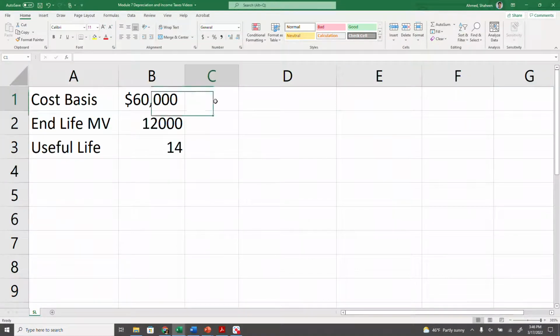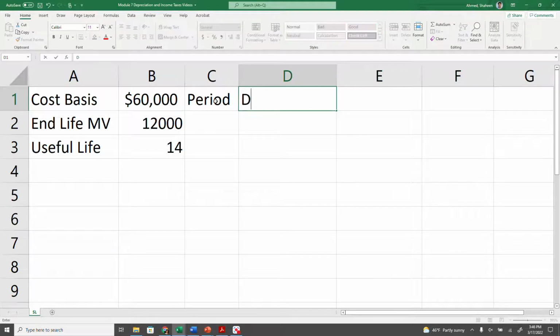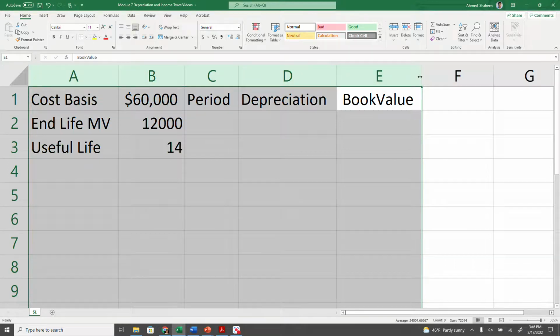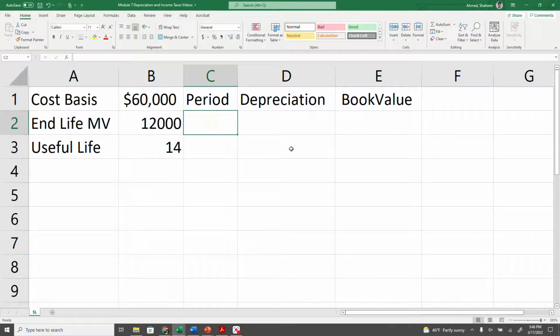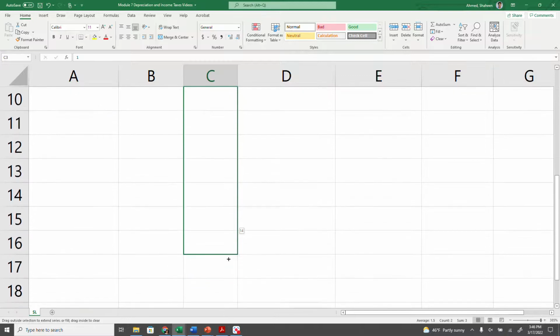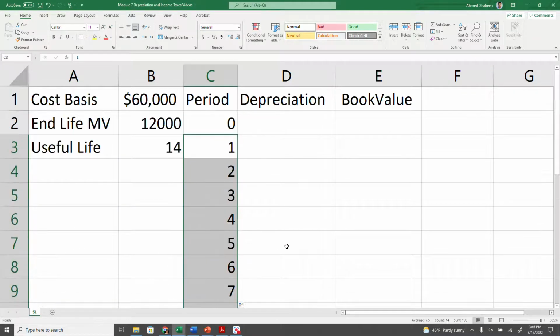Very simple. The first thing we're going to do is create the period, the depreciation charges, and then a book value column. So this is what you are expected to do when you get this question in the exam. This is for 14 years. Any engineering economic analysis starts with year 0 and then goes all the way to year 14, like that.